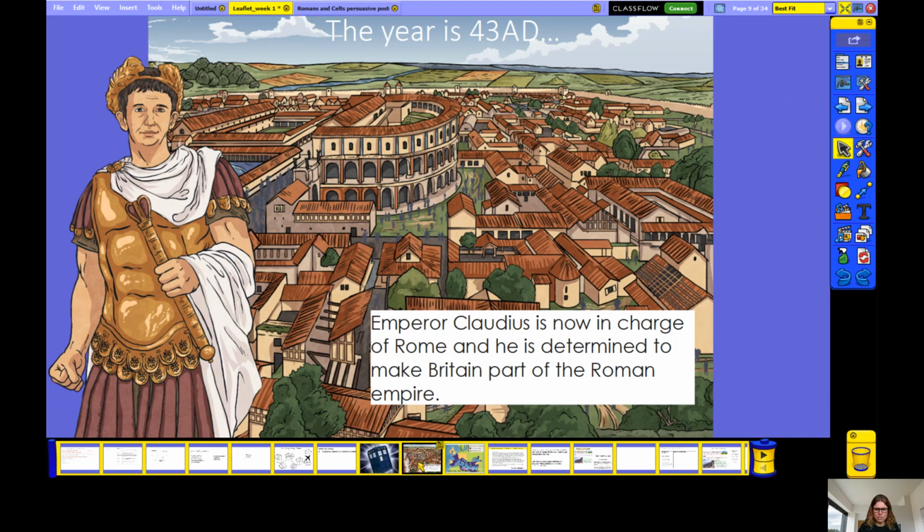And Emperor Claudius is in charge of Rome. He's the Roman emperor. And he is determined to make Britain part of the Roman Empire. Do you remember what that word empire means? We've used it lots in year 3 and year 4. It's when you own a load of other places. If you're a country, you own different countries around the world.